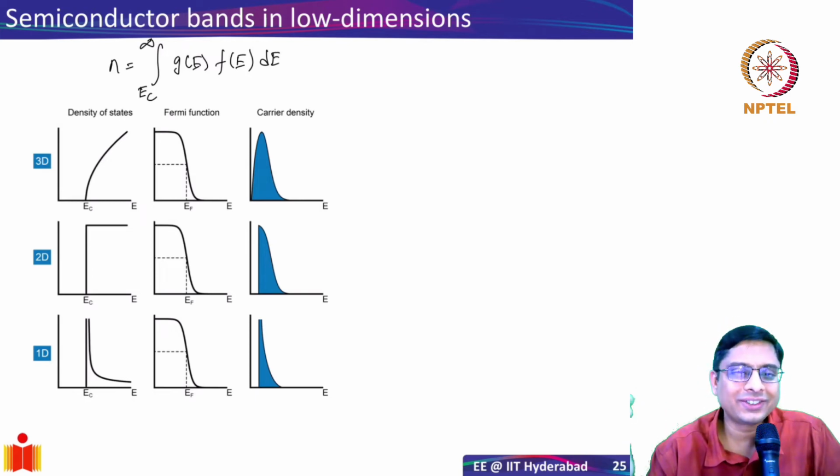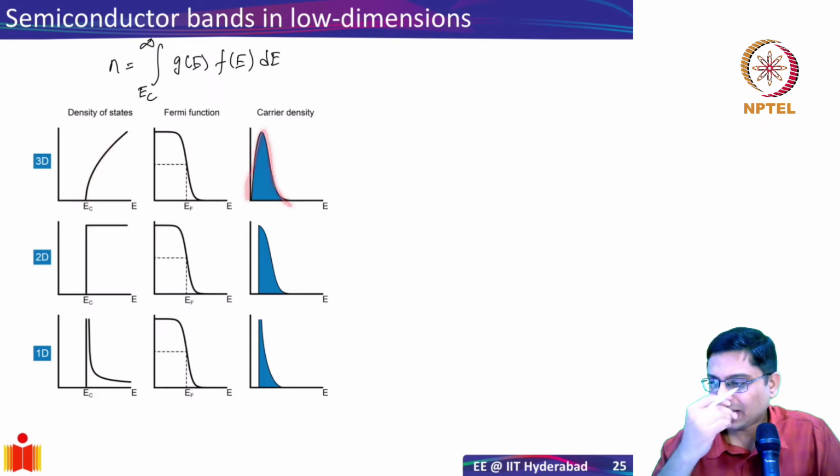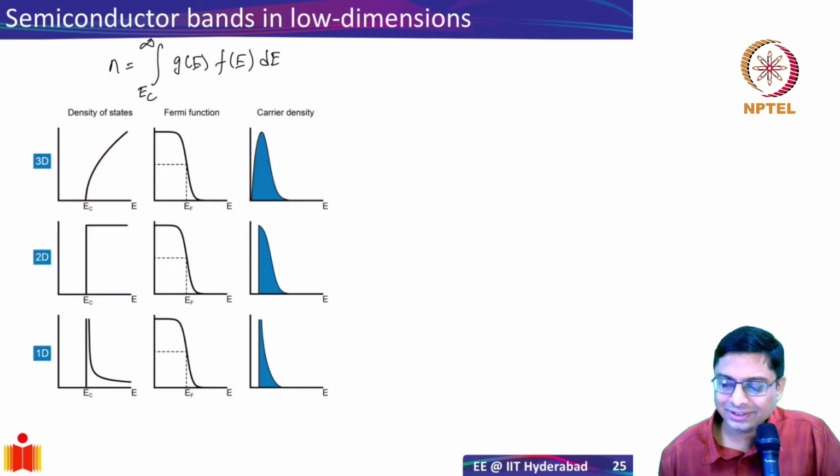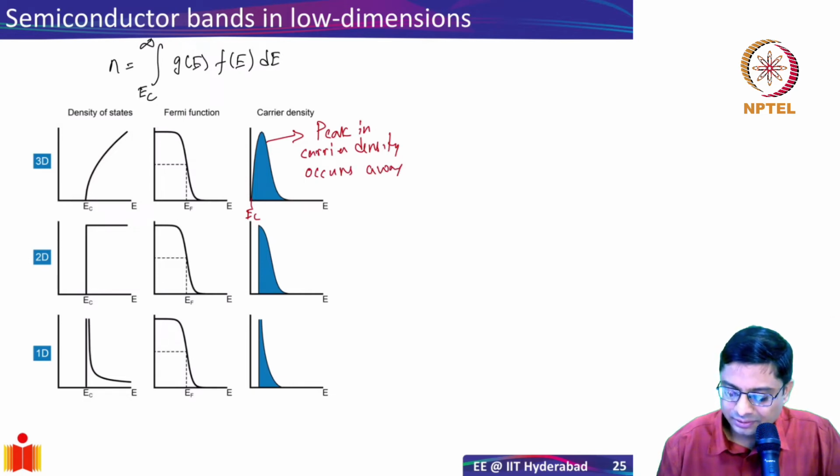Okay, what is integration essentially? You multiply this and sum it up, from EC to infinity, and you get a shape like this. And the key point that I want you to note is, if this is my band edge, EC, the peak in carrier density occurs away from the band edge.